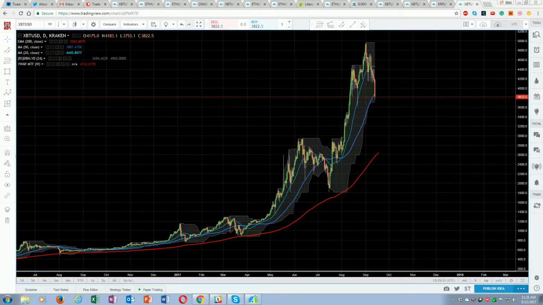I thought this would be a good time to do a little update on Bitcoin. So clearly, we've got a correction underway and some real volatility.